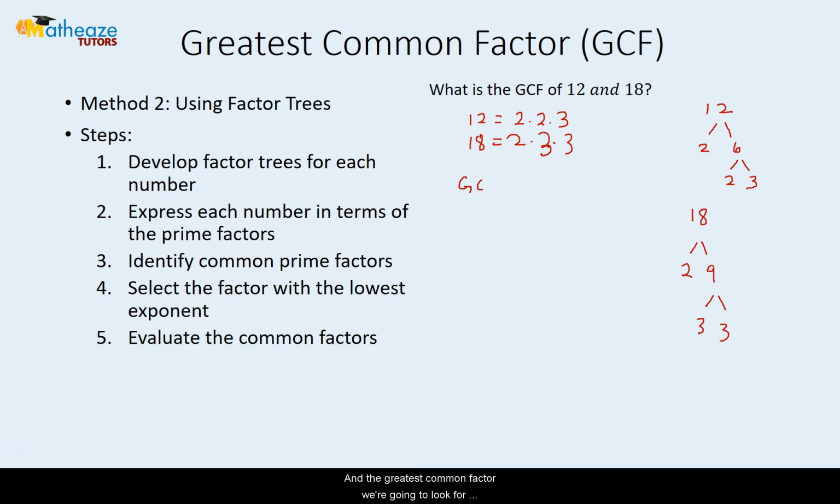And for the greatest common factor, we're going to look for what numbers appear the same number of times for each number. So we have 2 here and 2 for 12 and 18. And then we have 3 appearing only once for 12. It appears twice for 18. So we're only going to pick one instance. So that's 2 times 3, which is 6.